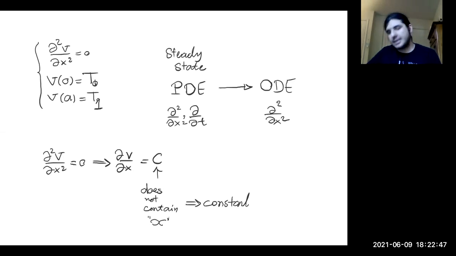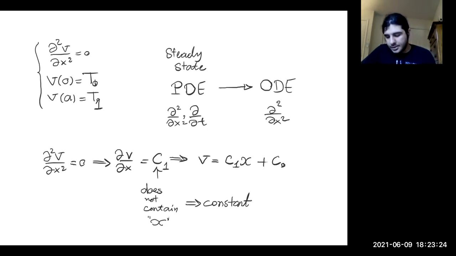If we were dealing with the same problem in higher dimensions, we would just reduce the number of variables from n to n minus 1. Here we had two variables, we reduced it to one variable, just x. Because the second derivative of v with respect to x is 0, the derivative of v with respect to x is just a constant. Let's show it with C1. So the derivative of v with respect to x is C1. So v is C1 times x plus another constant, let's say C0. So now we found v.